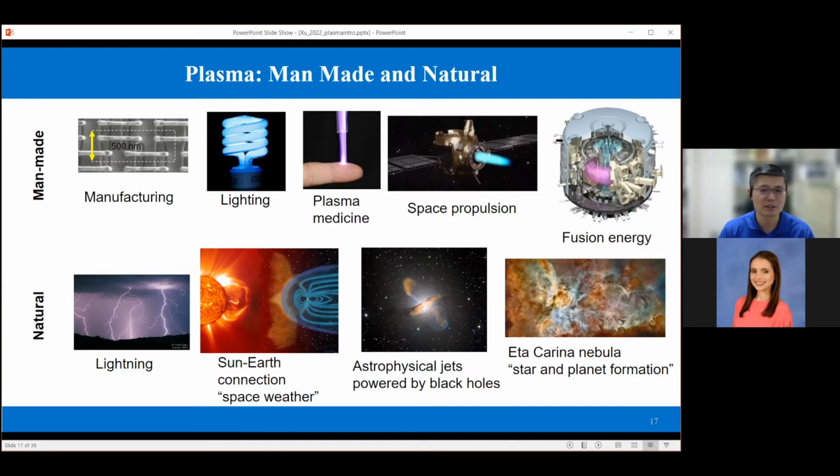And most of that 99%, it's all in space, right? It fills the interstellar medium between planets, between stars. It's what makes up stars, right? And so you have black holes, astrophysical jets that shoot out high energy charged particles, and you have star and planet formation. Right?